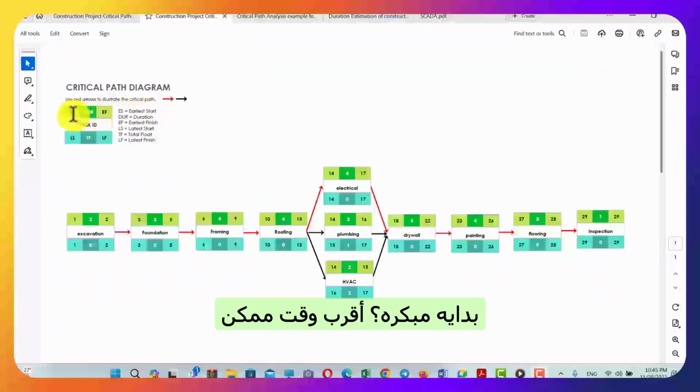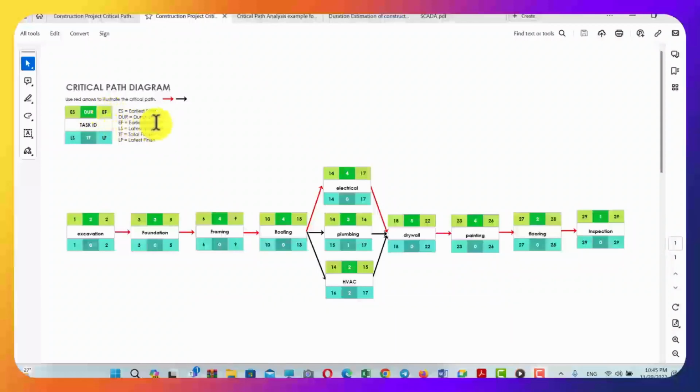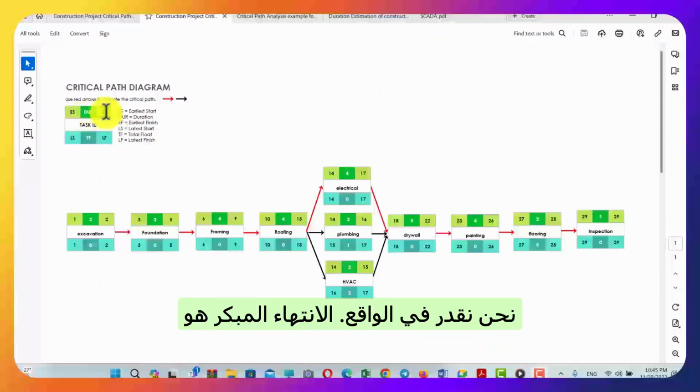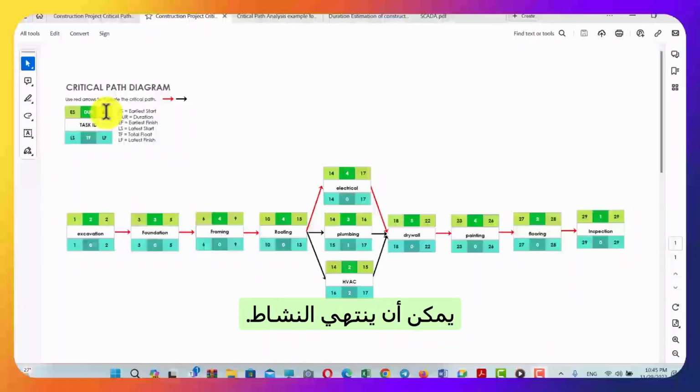What do I mean by early start? The earliest time that the activity can start. So the activity cannot start before this time. Then we have the duration, how much time this activity will take, and then the early finish, EF. We have seen the duration that we estimate actually. Early finish is the earliest time that the activity can finish.